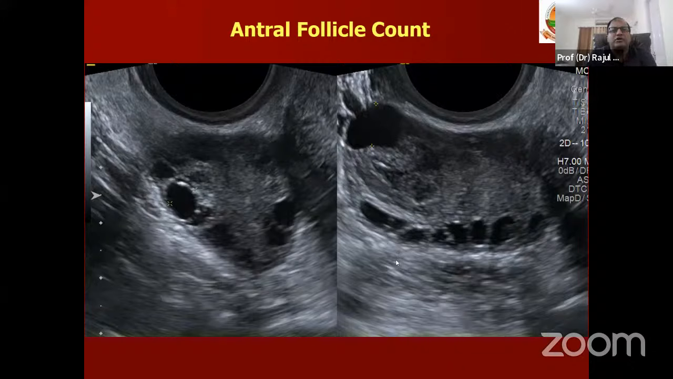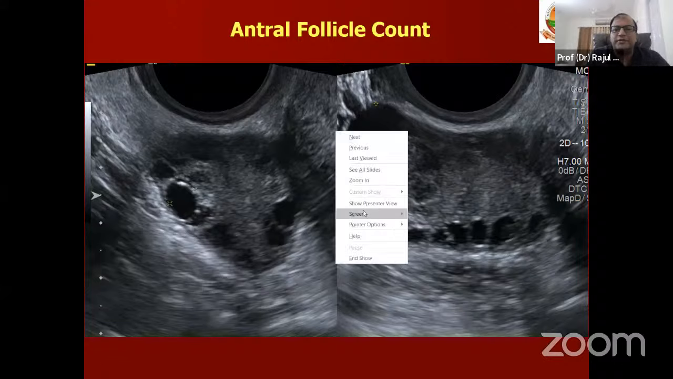Then the antral follicular count. This count is very important when we are evaluating these patients, because it tells us about the ovarian reserve in the infertile patient. The antral follicular count is usually done on the second to fourth day of the cycle, and the third day is usually preferred. It includes only those follicles which are less than or equal to 10 mm in diameter. So this 10 mm should always be the short axis diameter.